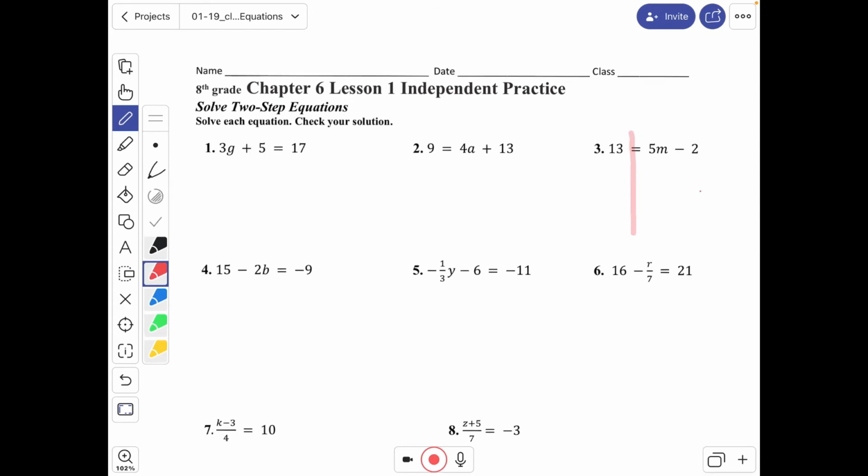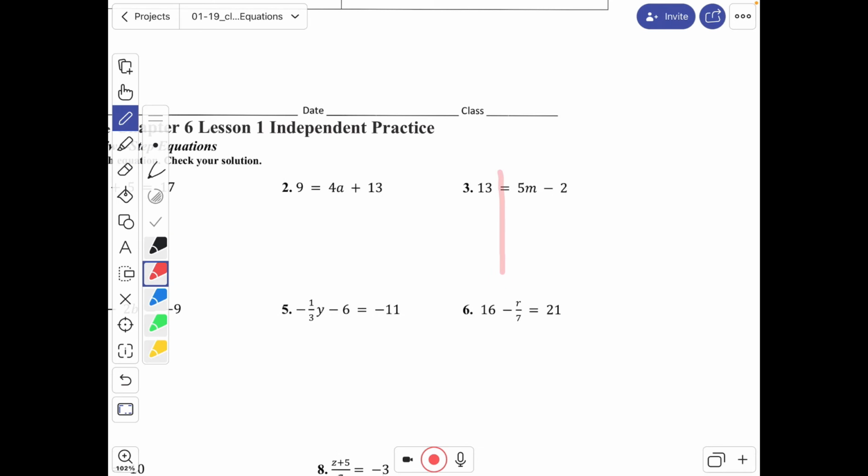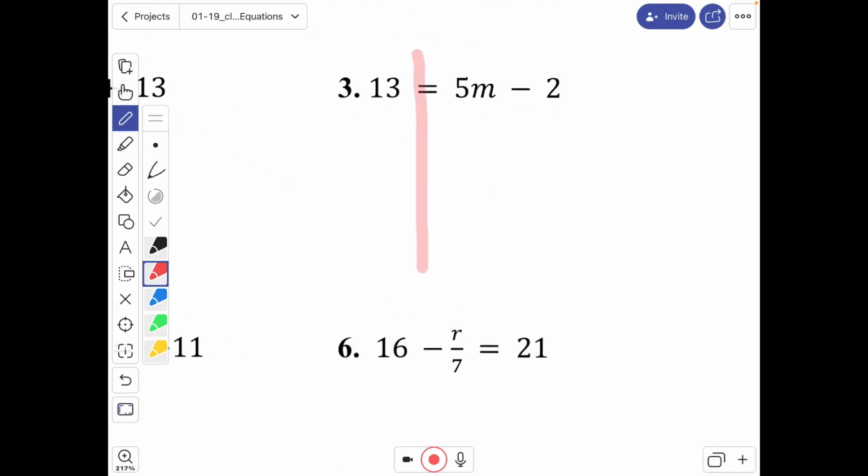And the variable is on the right side, we still work the same way, even if it's on the right side. So we look for addition and subtraction. I see minus 2. So the opposite of minus 2 is plus 2. And 13 plus 2 makes 15, equal sign straight down. And negative 2 and a positive 2 make 0, so they're canceled. And the 5m is by himself.